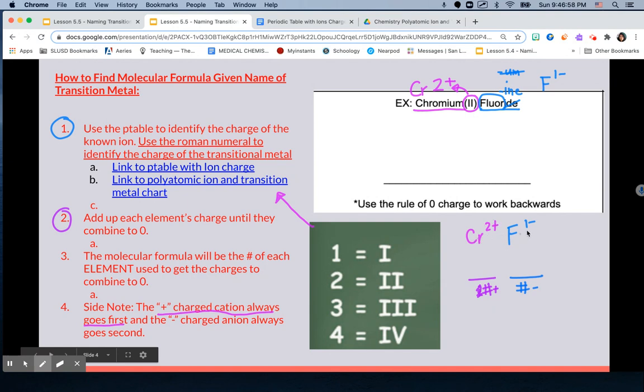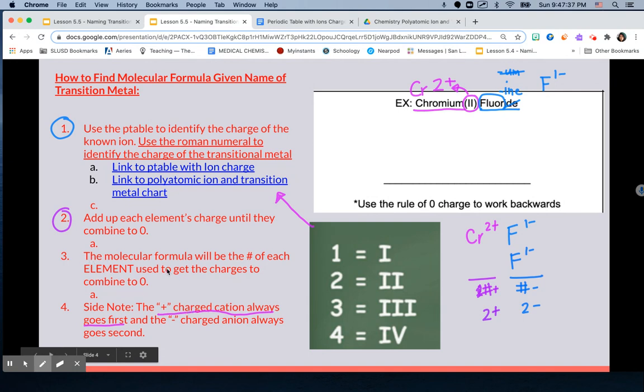Notice that F is a smaller number, it's 1 minus, so if I add one more F, I'm going to get the number 2, right? So here, F 1 minus, -1 plus -1 is going to be 2 minus, and here I have Cr at 2 plus. So if I just added one more F, now these charges are the exact opposite of each other and they're going to add up to 0.